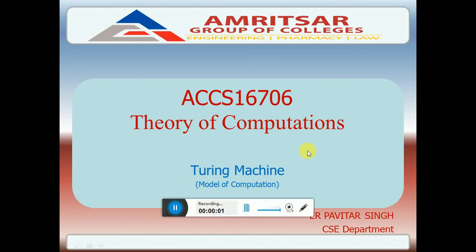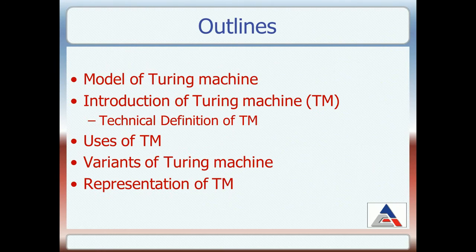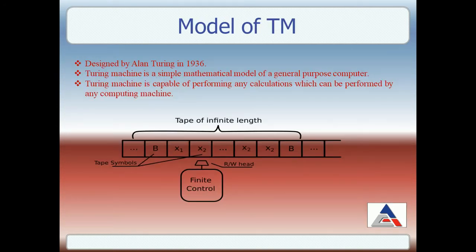So hello students, let's proceed with part 4. The first topic of part 4 is Turing machine, a model of computation. Under it we are going to study a model of Turing machine, introduction of Turing machine, technical definition of Turing machine, uses of Turing machine, variants of Turing machine, and last but not the least, representation of Turing machine. So the first is the model of Turing machine.